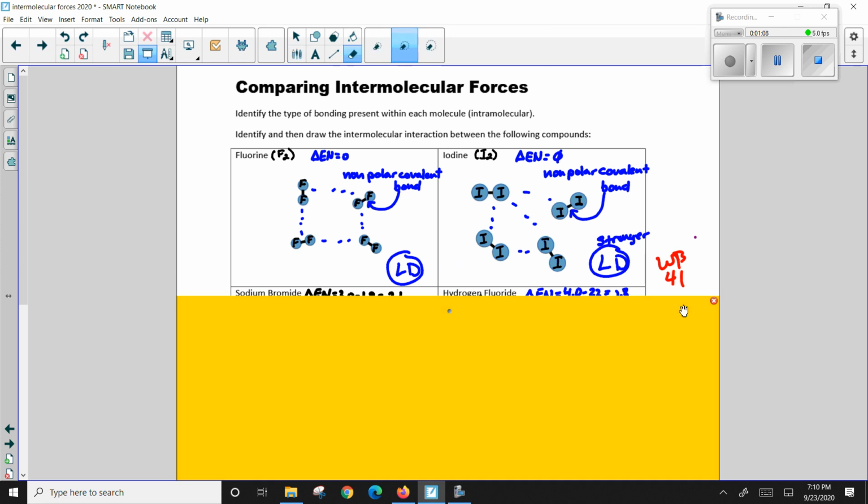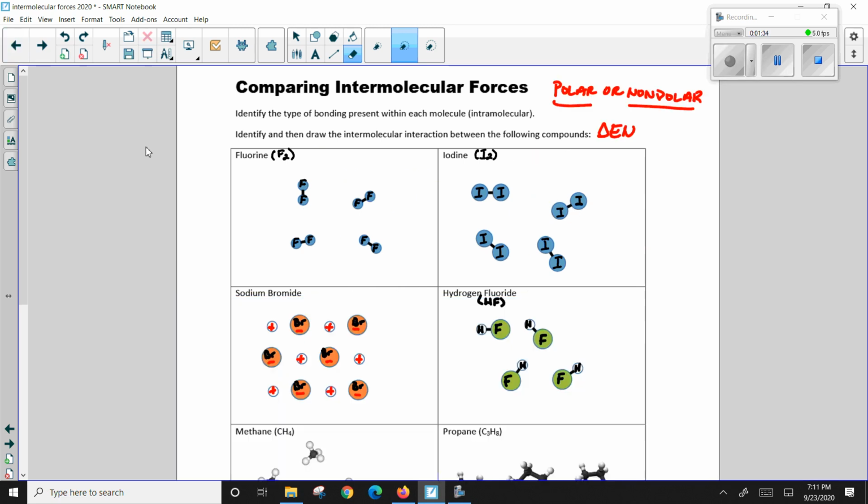However, the London dispersion in iodine is going to be a little bit stronger just because it has more electrons and there's more opportunity for that temporary, uneven charge distribution. So it happens much more in iodine than it does in fluorine. Fluorine is a gas at room temperature. Iodine is a solid because of that. Okay, so then we said, all right, let's check out the next one.